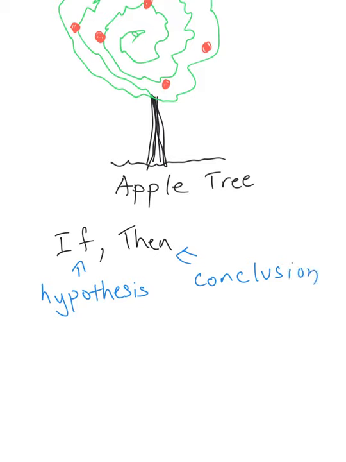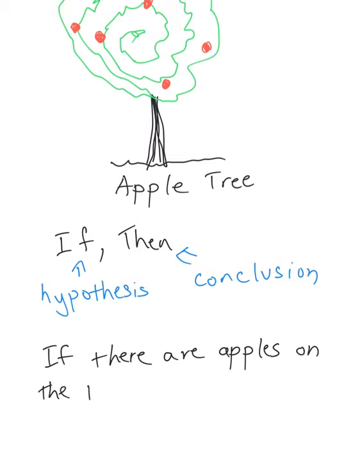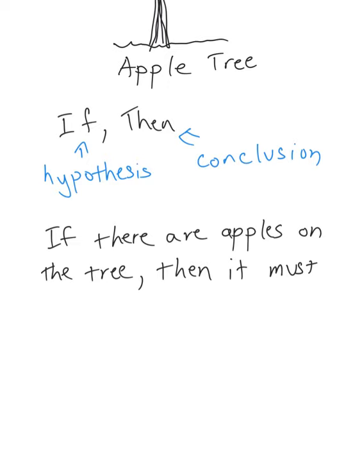So in this particular scenario with me walking down and seeing these apples, I'm like, okay, well, if there are apples growing on the tree, then it must be an apple tree. So my conclusion from that is then it must be an apple tree.